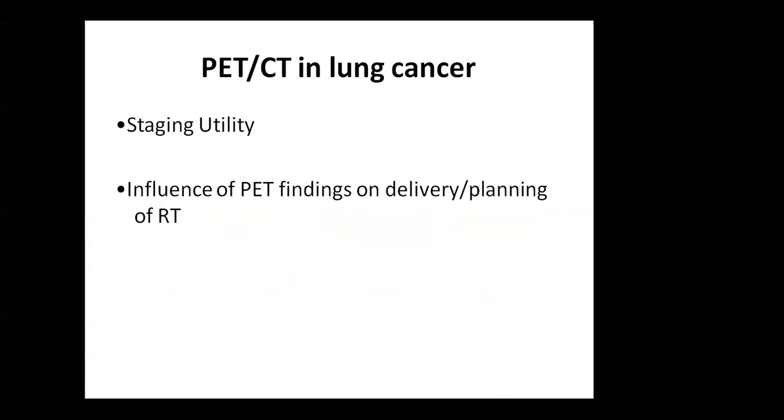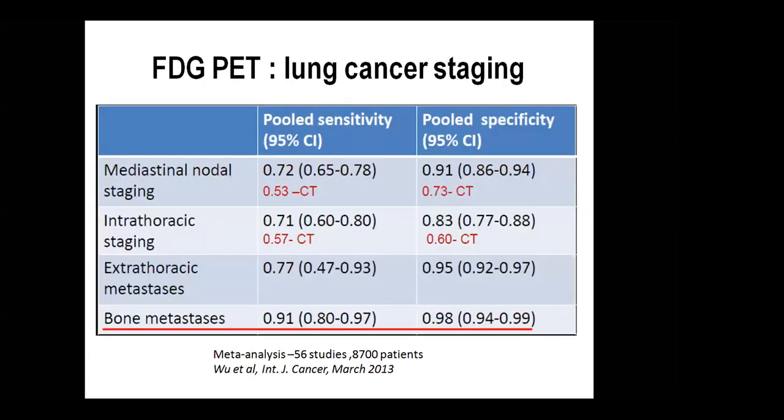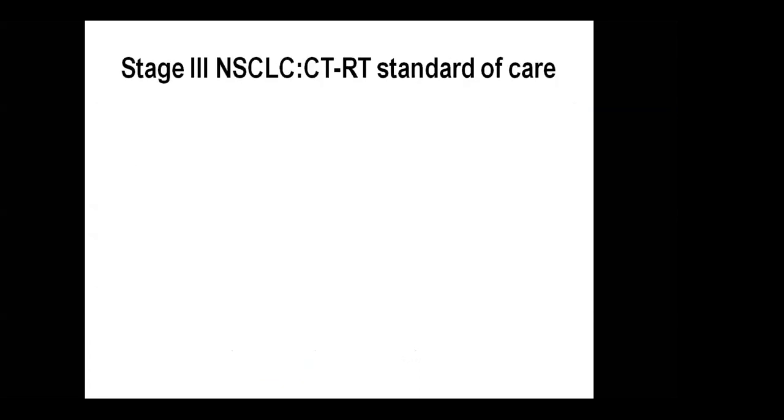So coming to the staging, the utility of PET-CT in lung cancer, we all know, I need not emphasize that it is used for staging. And PET-CT is important for us because it also is used for planning radiotherapy. For lung cancer staging, the sensitivity and the specificity of PET-CT is much higher than that of a CT. PET-CT also helps in preventing futile thoracotomies. As a rule of thumb, PET-CT upstages the disease in about 15 to 20% of the cases.